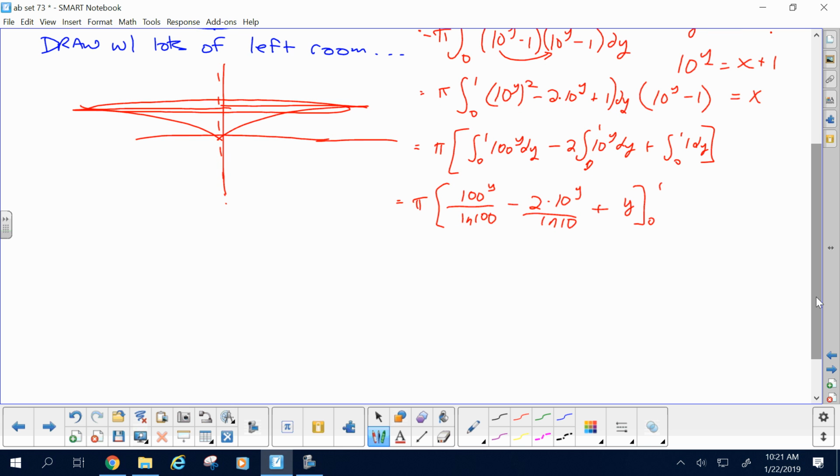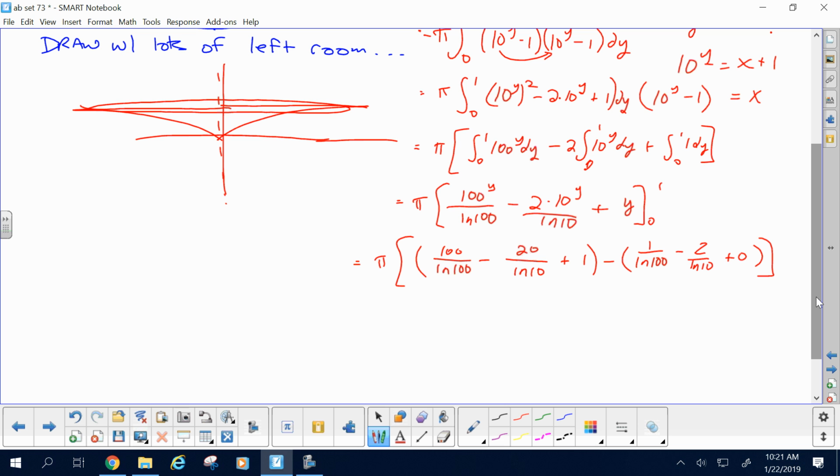Yay, yay? All right, pi times, when I evaluate at 1, I have 100 over log of 100 minus 20 over log of 10 plus 1. When I evaluate it at 0, I get 1 over log of 100 minus what? What's 2 times 10 to the 0 over log of 10? 2 over log 10 plus 0.